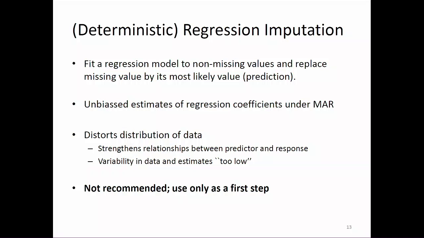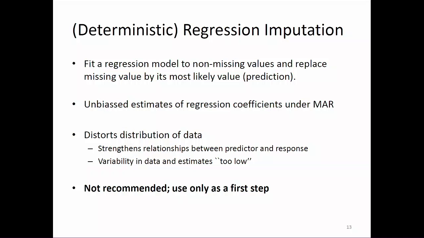So it's not recommended, basically for the same reason that mean imputation is not recommended. So deterministic regression imputation, what does that mean? You've got two-dimensional data, you've got a relationship between these two variables, and instead of the naive replace everything by its mean, what you do is you fit a regression line and then replace all the missing values by their corresponding value on the line.